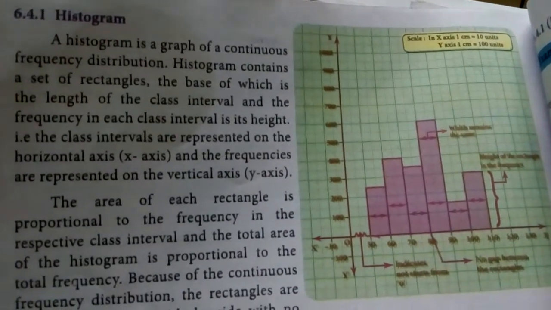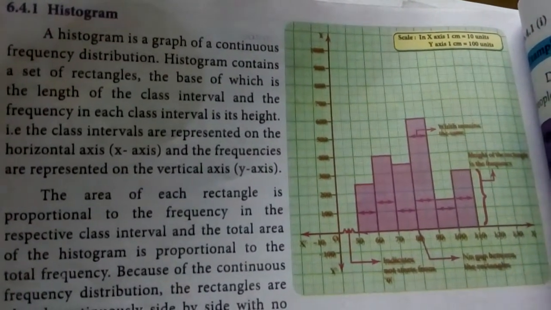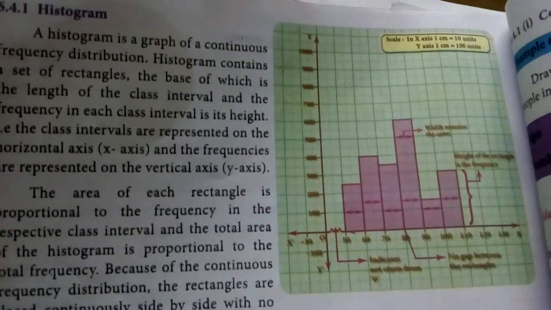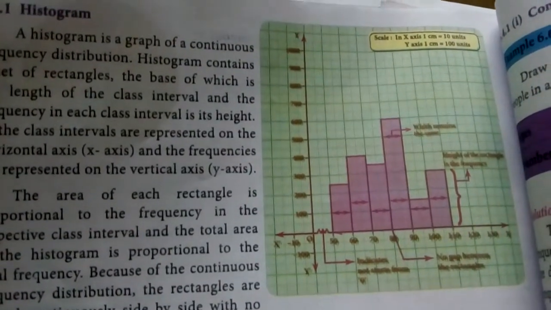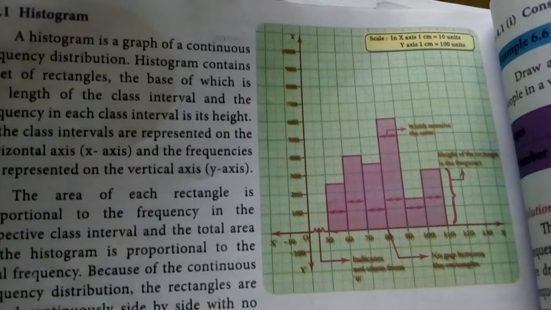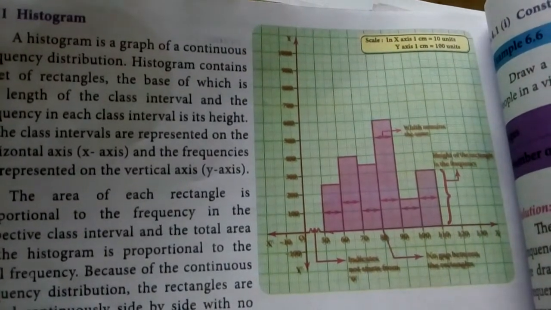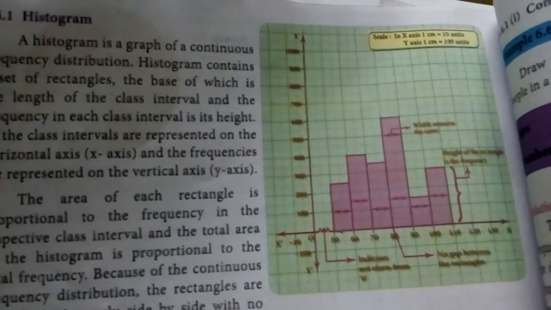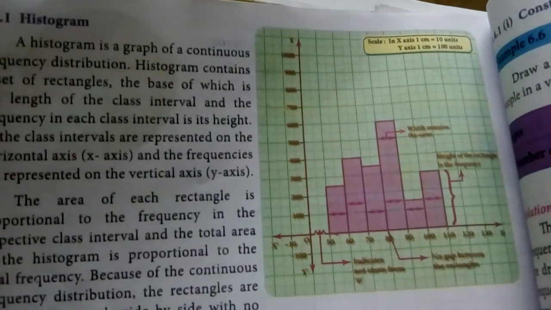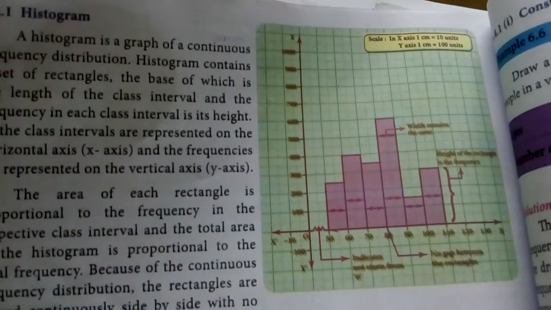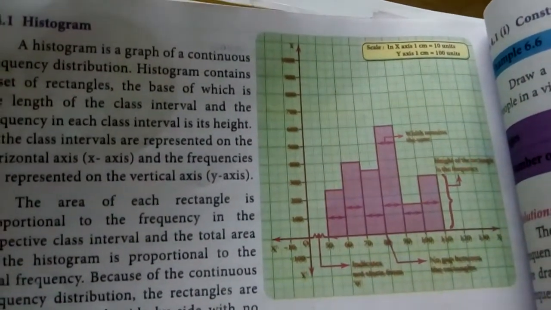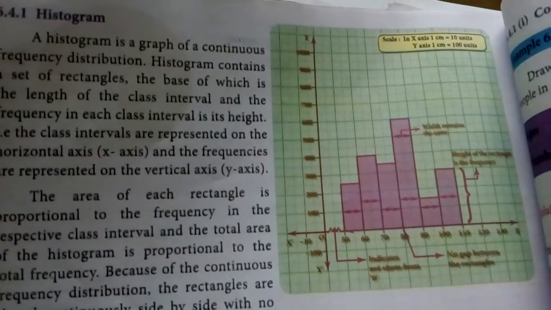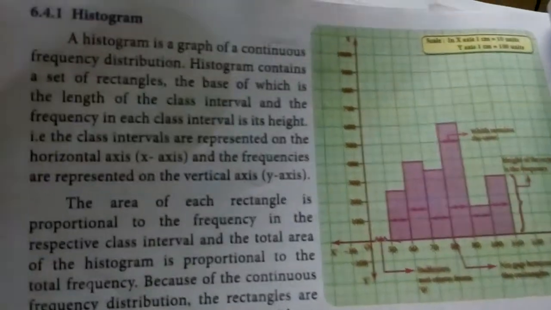The base of which is the length of the class interval and the frequency in each class interval as its height. So here down we can see the class intervals. That means 0 to 10, 10 to 20, 20 to 30, 30 to 40 like that. So between 0 to 10, how much? 10 to 20, 20 to 30, 30 to 40, like that it will be going on. And the heights will be represented in the form of the y-axis. So x-axis and y-axis we have here.